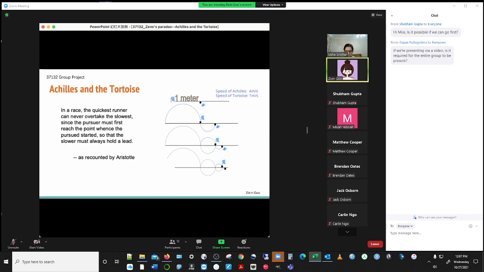So, what's the Achilles and the tortoise? Achilles races with the tortoise. The tortoise runs 1 meter first. The speed of Achilles is 4 meters per second, and the speed of the tortoise is 1 meter per second. Once Achilles reaches the first meter, the tortoise will have run another 1/4 meter. Once Achilles reaches that, the tortoise will have run another 1/16 meter. It seems like the quickest runner, Achilles, can never overtake the slowest.